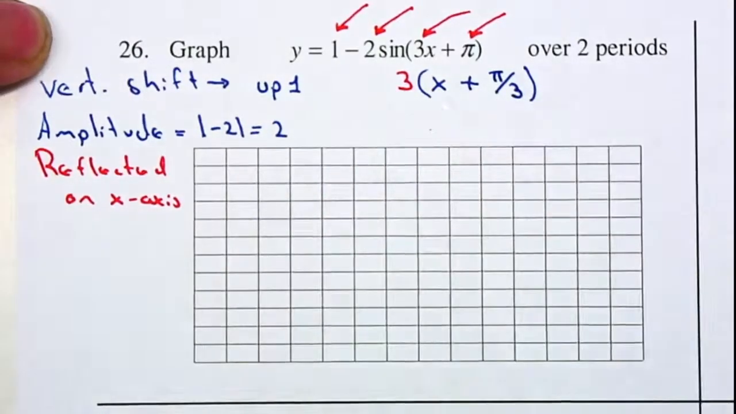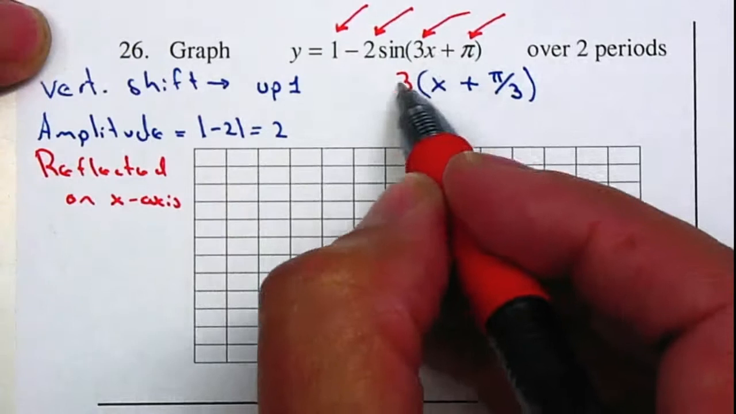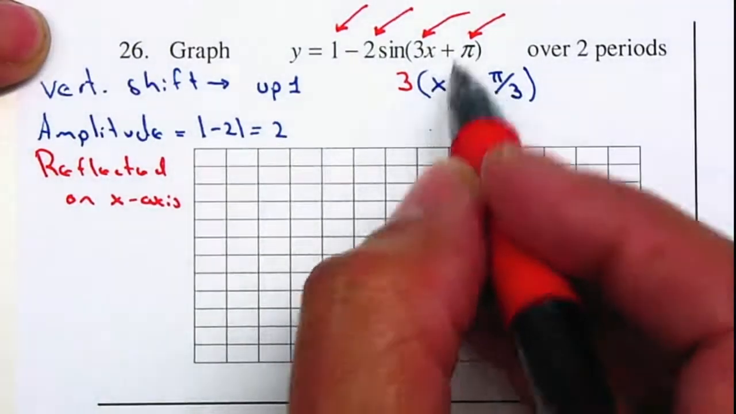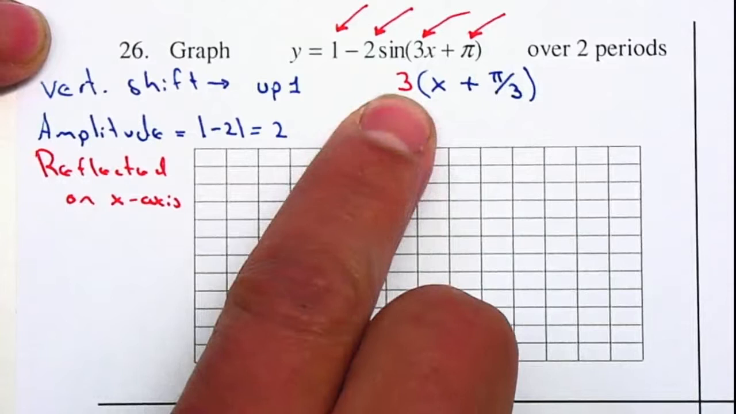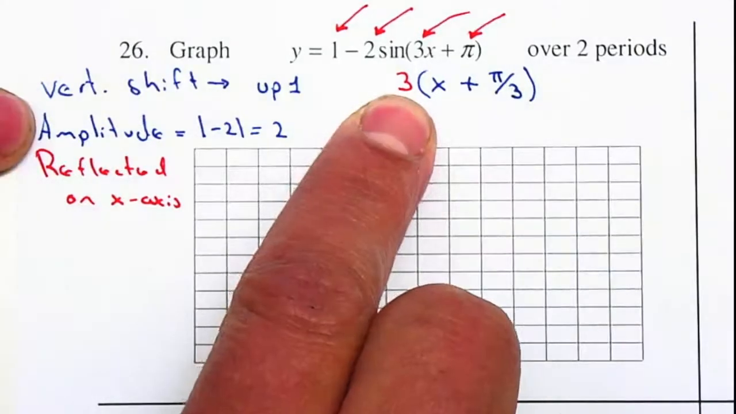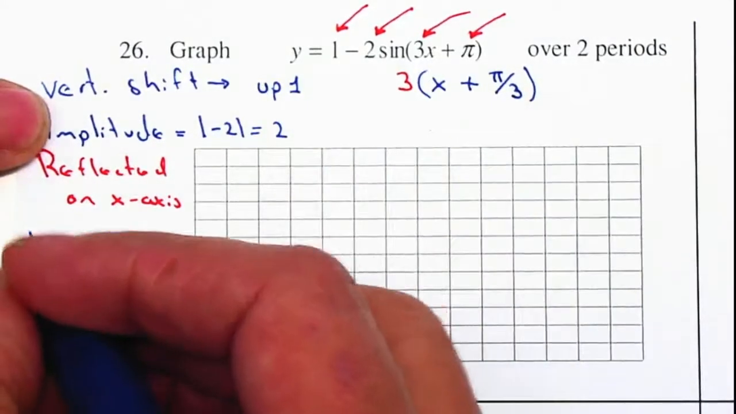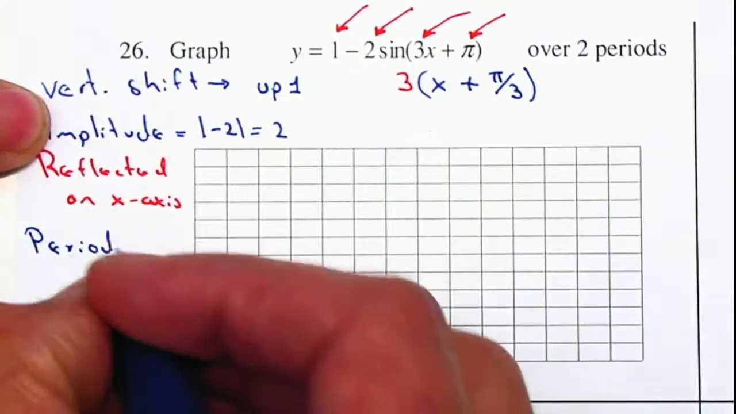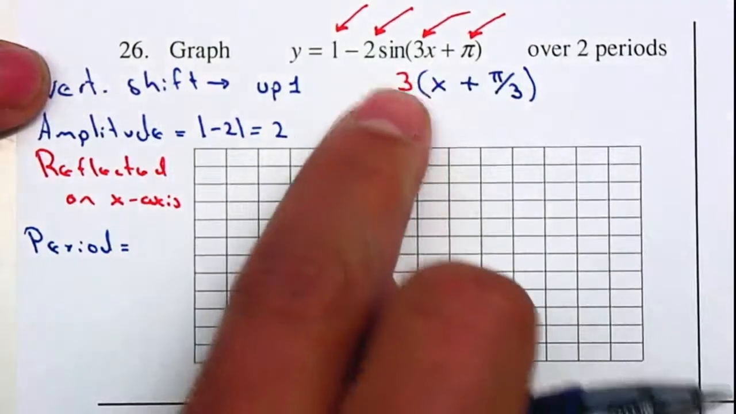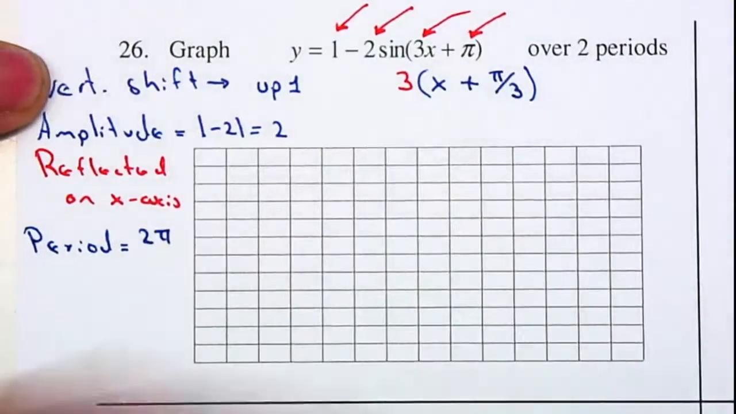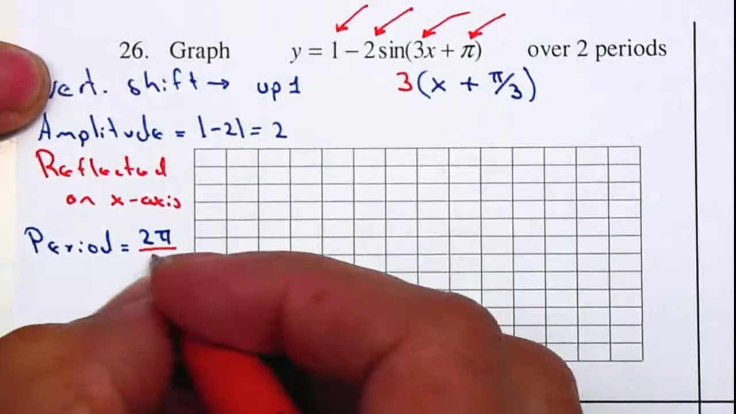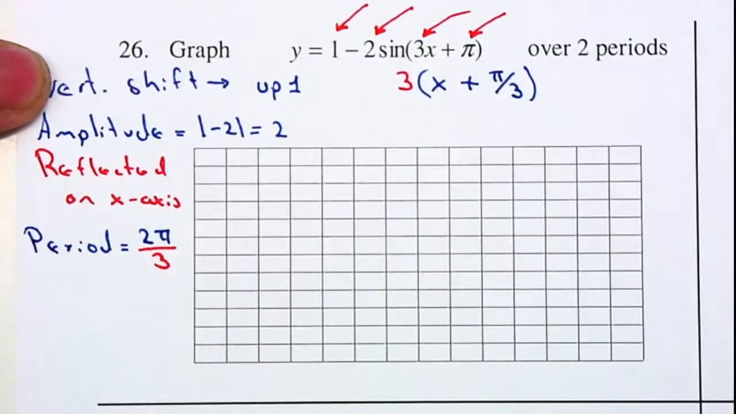If we multiply it out, 3 times x is 3x. 3 times pi over 3 gives you just the pi. The 3's will cancel out. The 3 is the letter b. The 3 will help us find the period. So your period, remember the period for the sine is 2 pi over b. In this case, it will be 2 pi over 3, and we cannot reduce it.